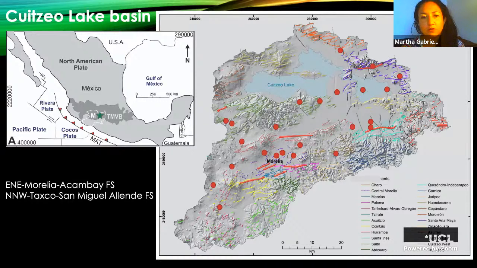And these faults belong to the Morelia-Cambay fault system, mainly east-west normal faults, but with a left lateral component. So there are also northeast and northwest oriented faults that act as soft and hard link structures. So this is a very complex geometry.